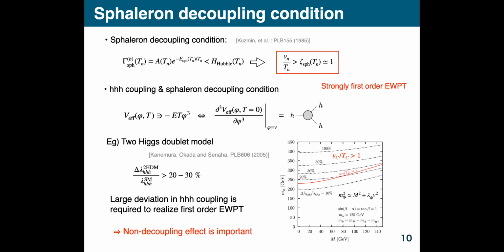As we confirmed, the triple Higgs boson coupling should deviate from the standard model prediction by about 10%. And such a large deviation is required to realize a strongly first order electroweak phase transition. Therefore, we expect that the non-decoupling effect is very important to satisfy the sphaleron decoupling condition.